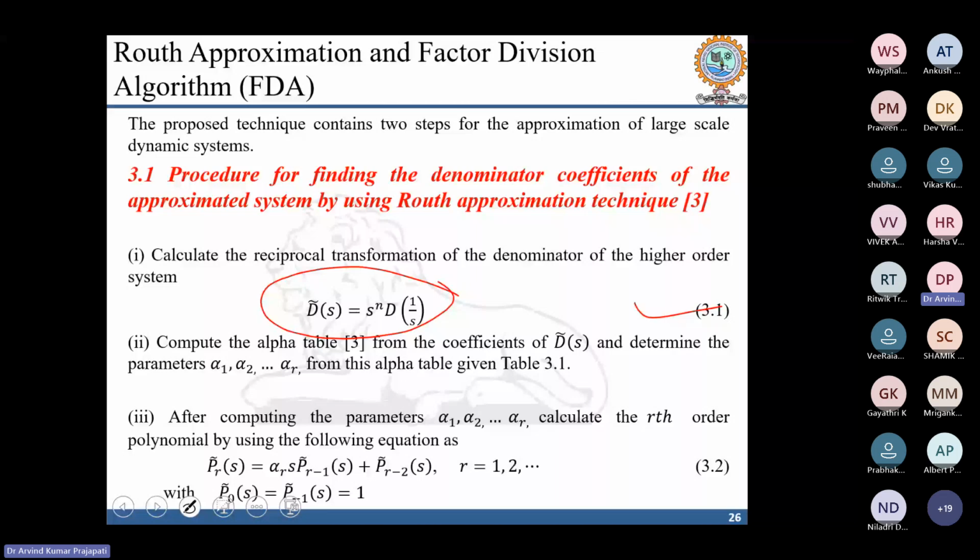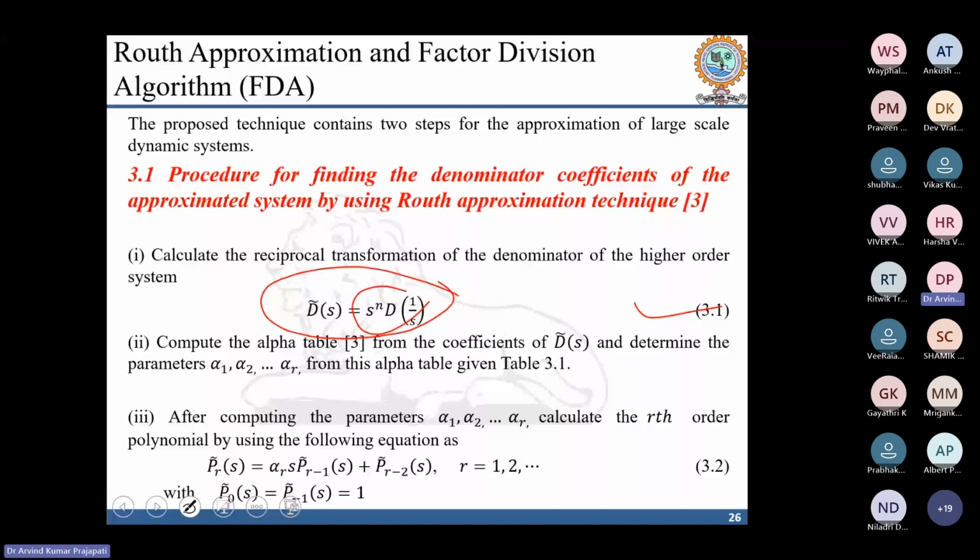So how can you do this? You can replace s by 1 by s in the denominator polynomial of the original system, and then multiply by s to the power n. You will get the modified denominator polynomial of the original system.